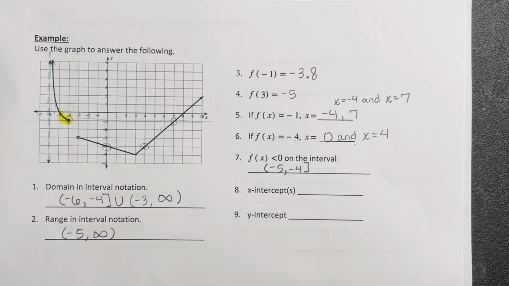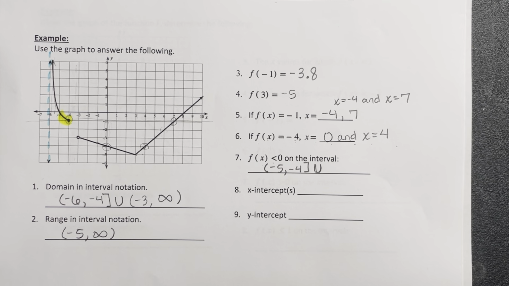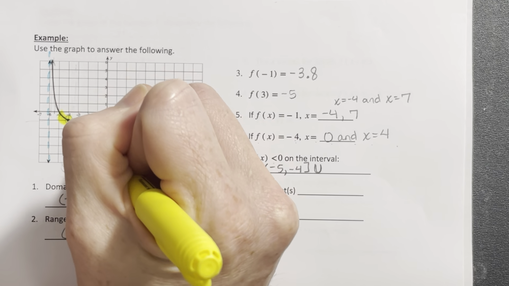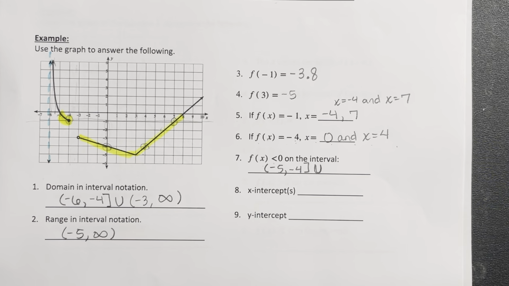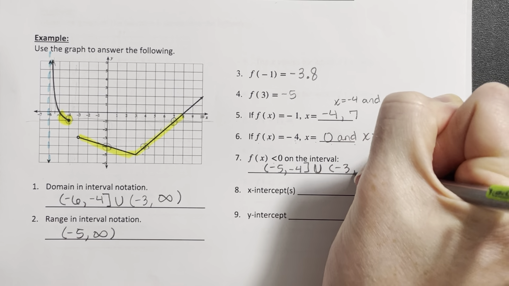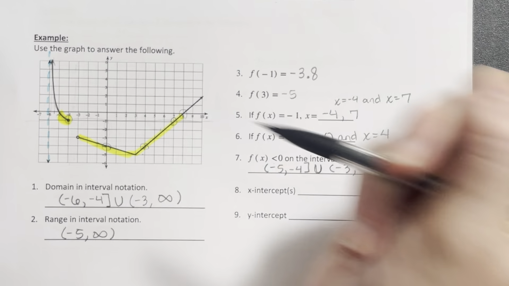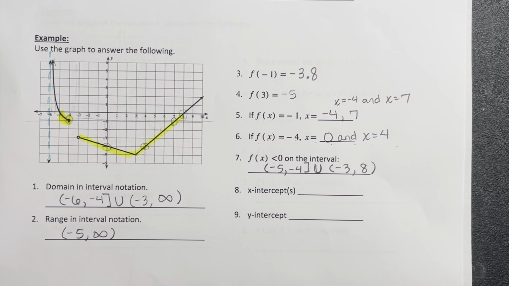There's a gap in this though, so I'm going to need to do a union symbol and show what the other section would be. This would be from -3, so parentheses -3, all the way to 8. Now that 8 is not included either, because when x is 8, the function is equal to 0, and our inequality, again, does not include when it's equal to 0.